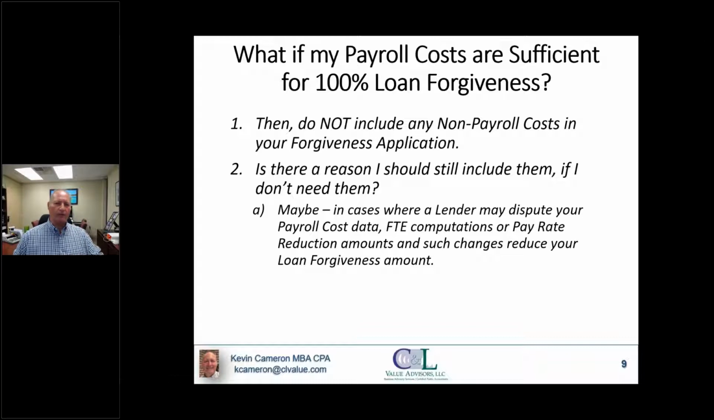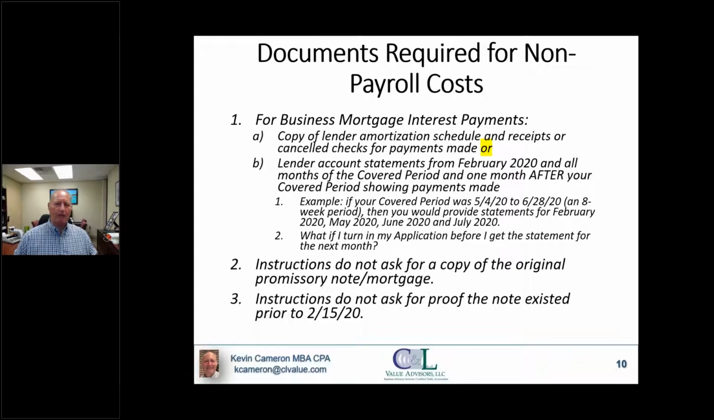So you really have to make your own decision as far as that's concerned. But I'm seeing a lot of examples now where the payroll cost alone is enough to provide for 100% loan forgiveness. So we might not see a lot of people supplying non-payroll cost data. But having said that, I'm going to go through what the non-payroll cost data documentation requirements are. And they're pretty straightforward here. I don't think that there's anything unusual or onerous about what they're asking for. If it's a business mortgage interest payment that you're including in the non-payroll cost, they want a copy of the lender's amortization schedule and receipts or canceled checks for the payments, or they want the lender account statements.